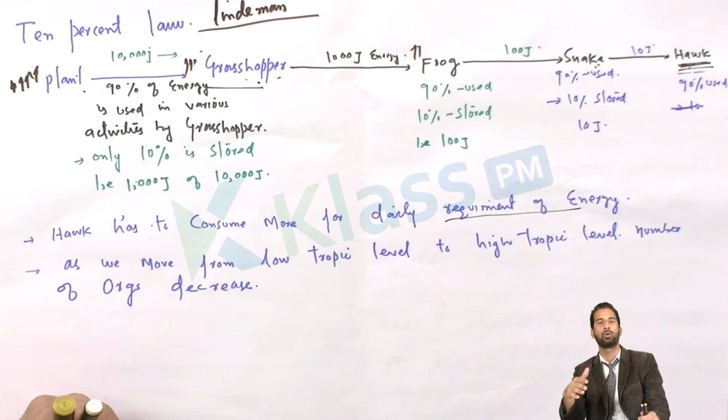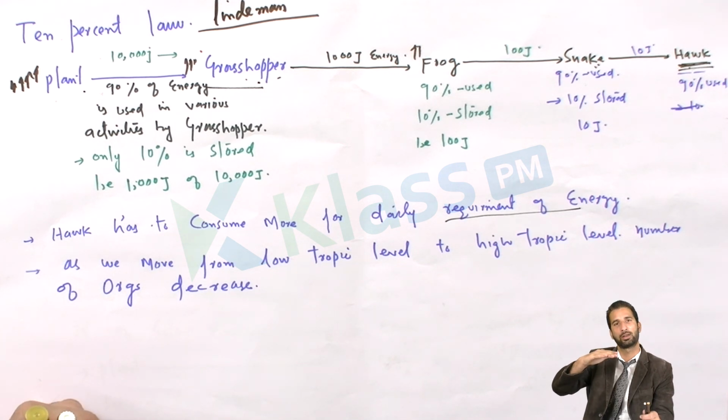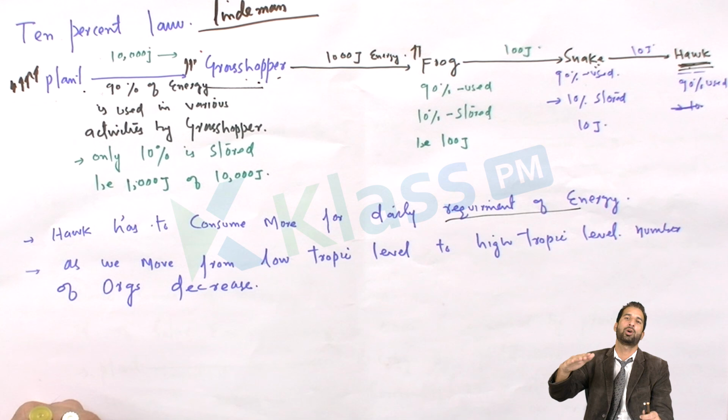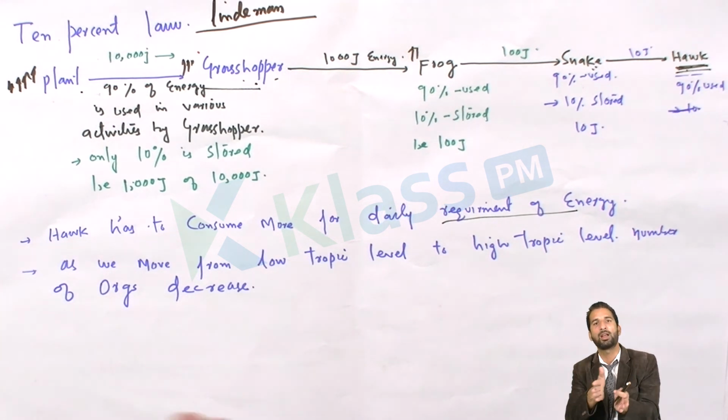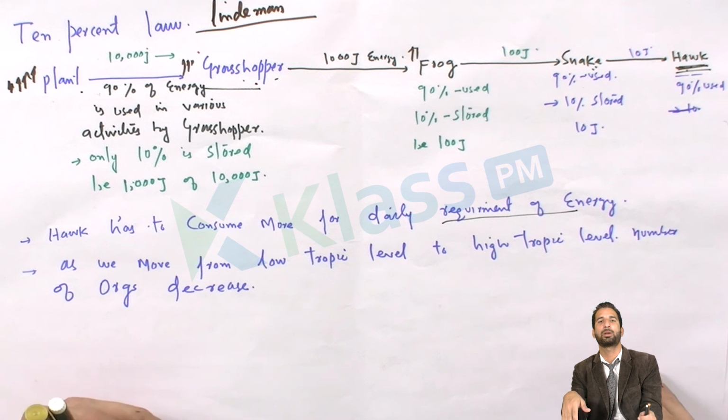In the next video, we will discuss the flow of energy, one by one: how we can construct and draw the pyramids based on the flow of energy, how we can make the pyramids based on the transfer of energy at each successive trophic level, and what the different types of pyramids are. We will discuss it in the next video.